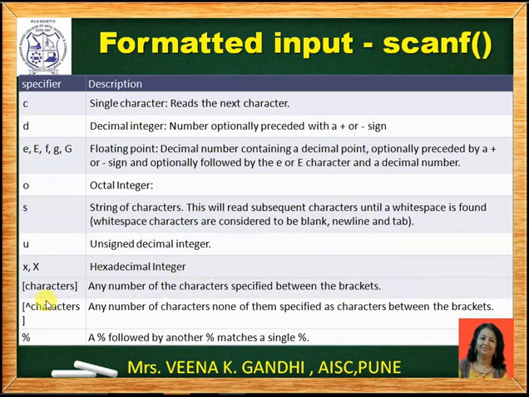Then in square brackets, if you specify characters, it will read only any number of characters that are specified in the brackets. And if you give a caret sign and characters in the square brackets, then it will read any number of characters, none of which are specified between the brackets, meaning it will read the characters other than those specified in the brackets. In the format string, a percent followed by another percent will match a single percent sign.